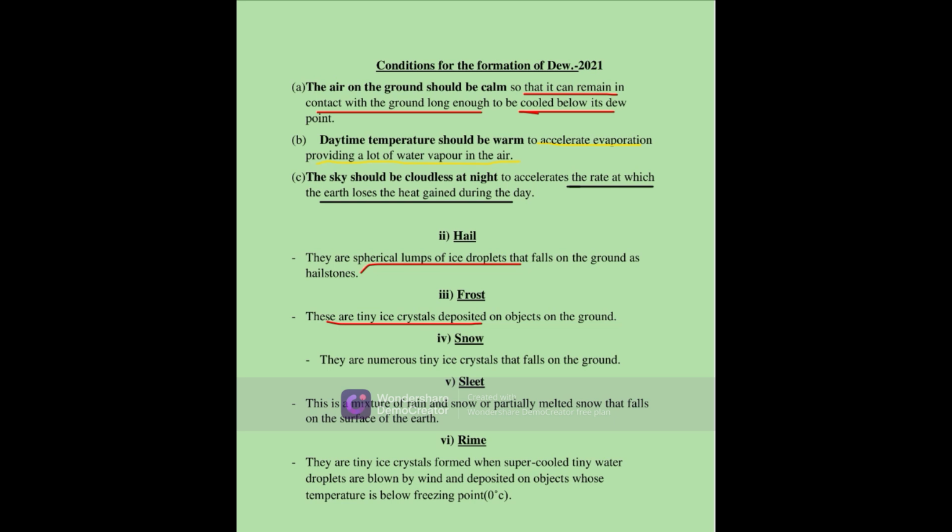Snow is another form of precipitation, and these are numerous tiny ice crystals that fall on the ground. They are found on top of high mountains, or any raised land feature like a hill, plateau, etc. Let's look at the sleet.